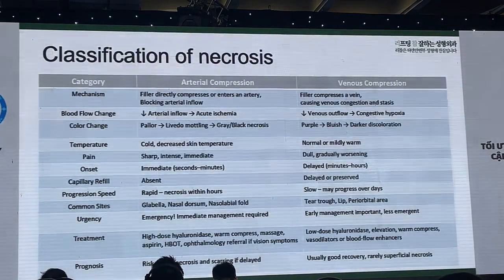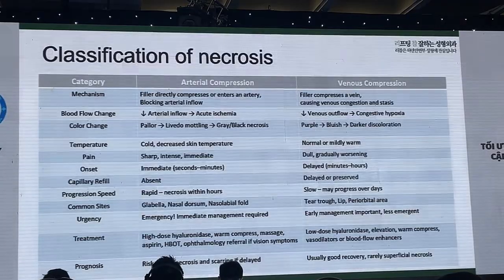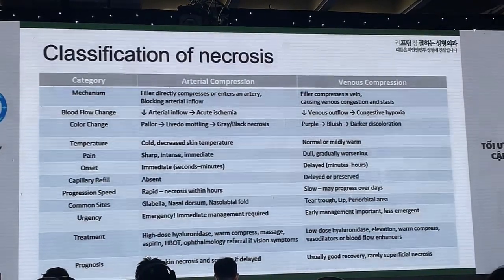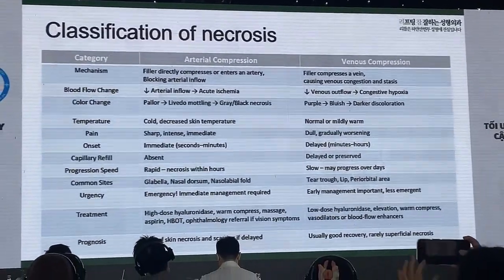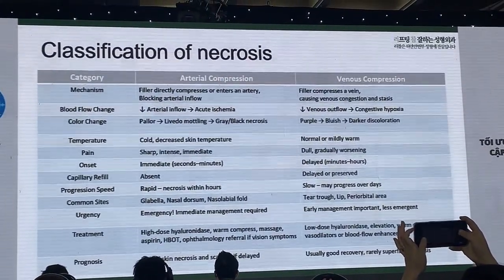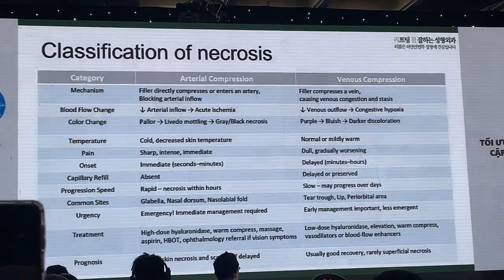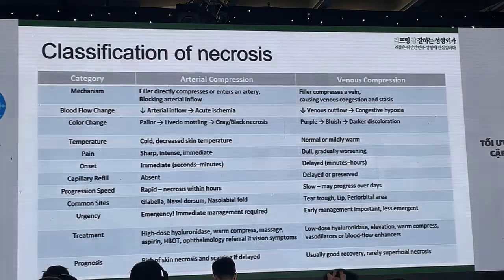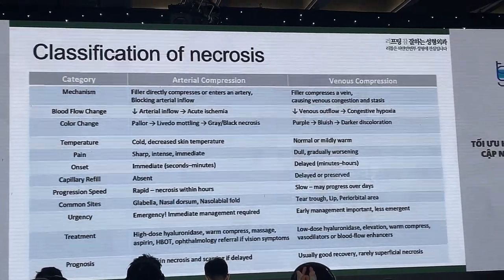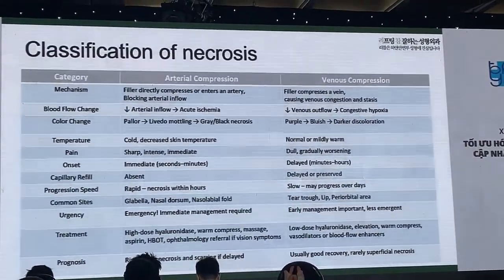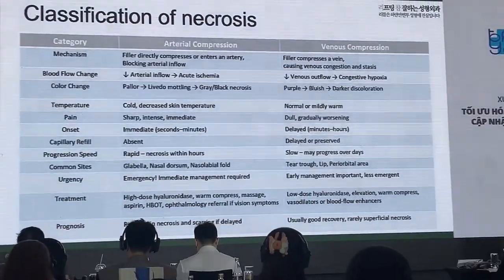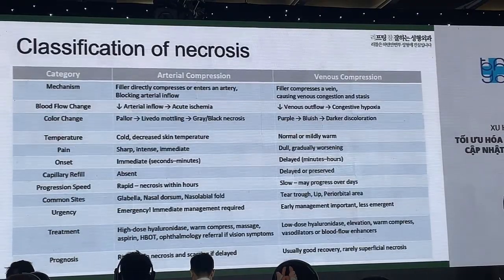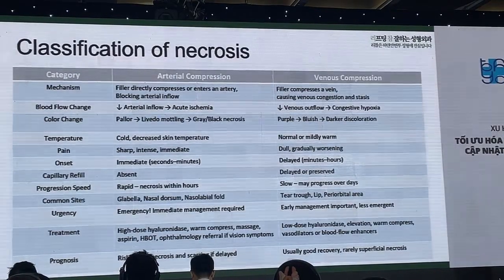Vascular occlusion can further be divided based on whether arteries or veins are affected. Arterial compression versus venous compression. Arterial compression typically presents with livedo mottling and sharp, intense pain. Capillary refill is usually absent, and treatment requires high dose hyaluronidase, warm compression, and gentle massage.